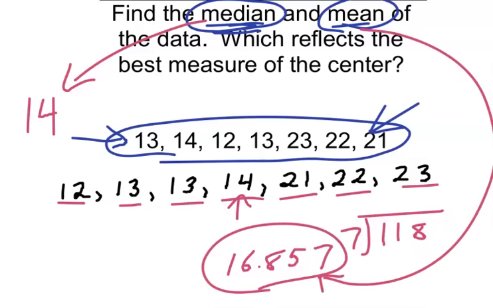All right. So then the last thing they're asking is, what reflects the best measure of center? Well, which one of these numbers is more in the middle, the 14 or the 16.857? So the median would be the best answer.